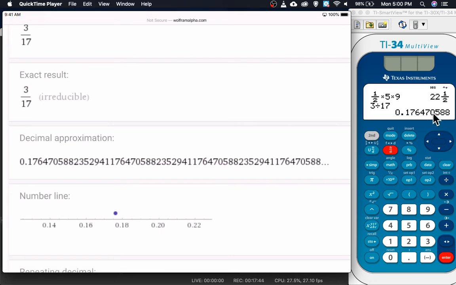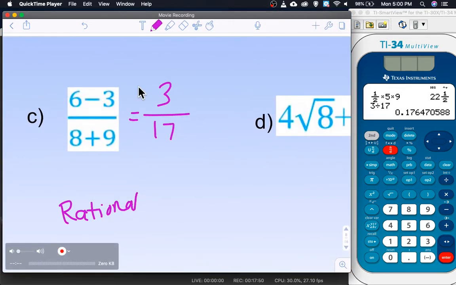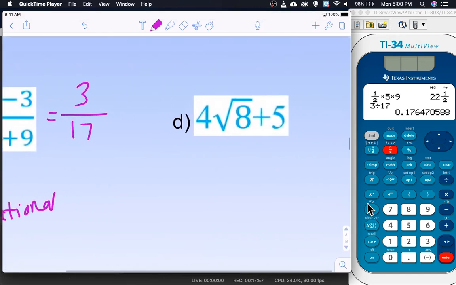But we knew it was a rational number because it already started as a fraction. Any number as a fraction is rational. That is the definition of what a rational number is.